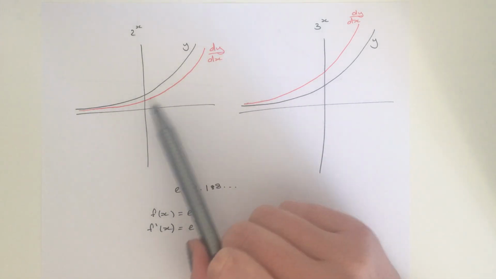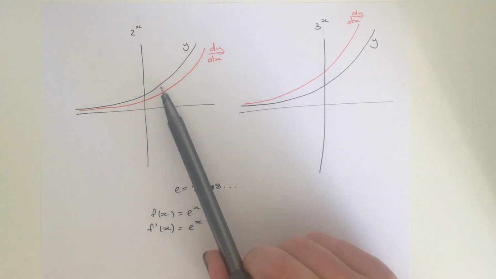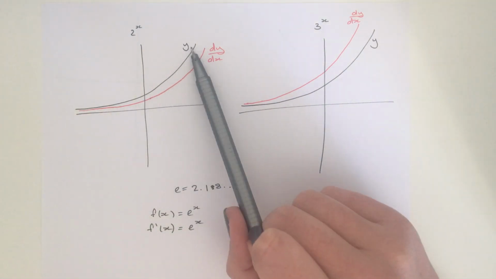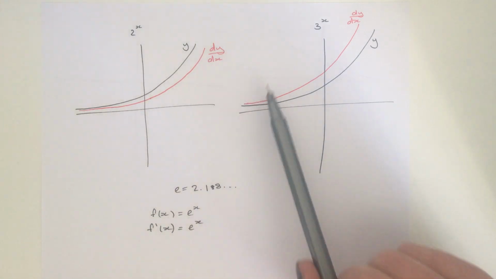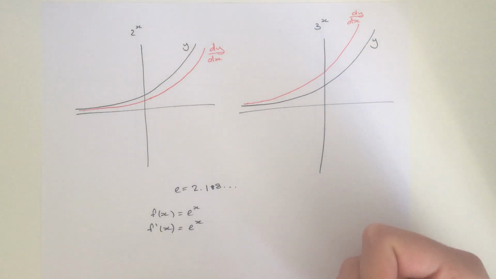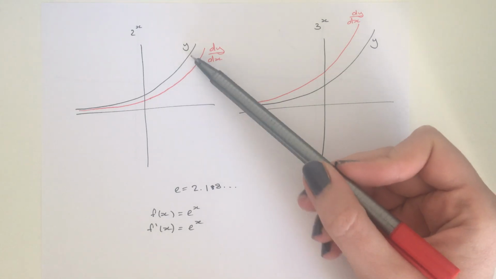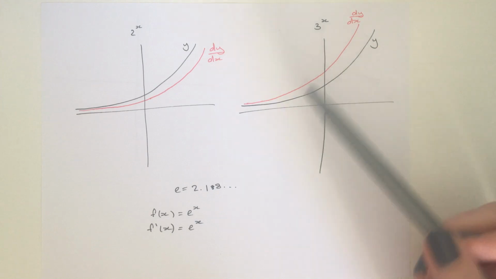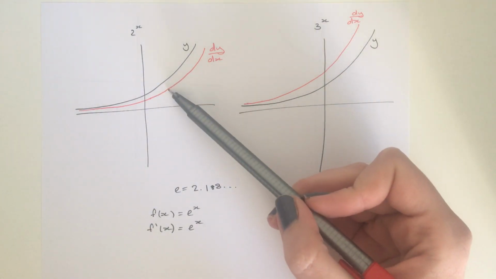And then this is a sketch of what the derivative function looks like. So this is the same for our exponentials. All these exponential functions have this nice property where when you look at the function itself and then at the derivative of the function at any point, they have a really similar shape. When you look at 2 to the x, the derivative function is slightly below, and then for 3 to the x it's slightly above.